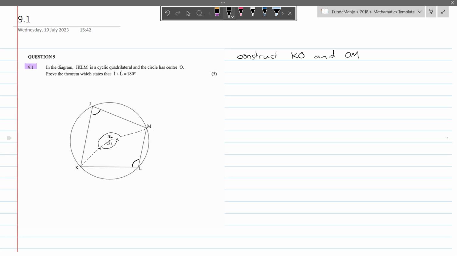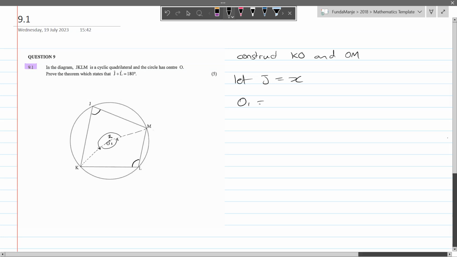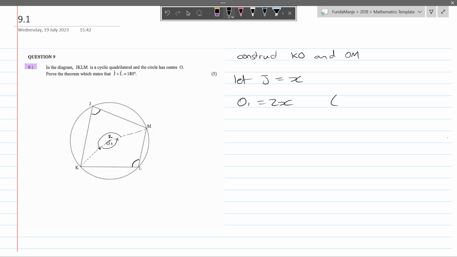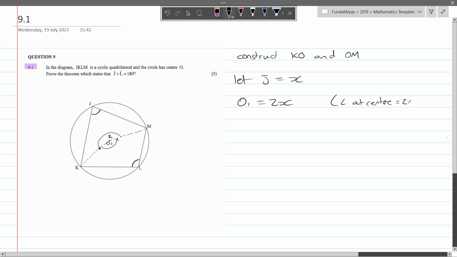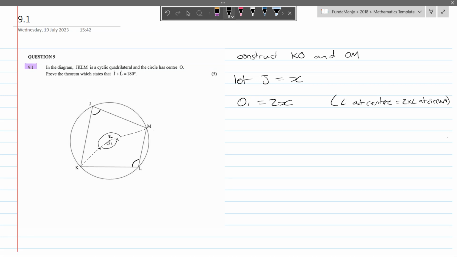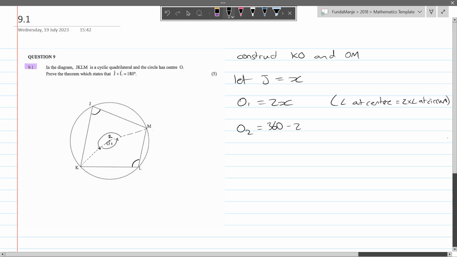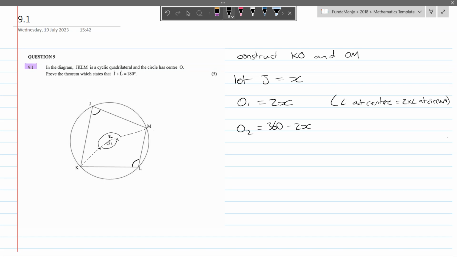So our first step in this case, I'm going to say let J be equal to x, then we know that O1 would be equal to 2x. This is because of angle at center is twice angle at circumference. Then from this we can also say then O2 is equal to 360 minus 2x. Remember 2x is O1, so 360 minus O1.